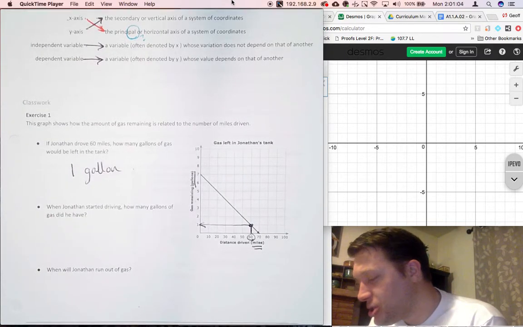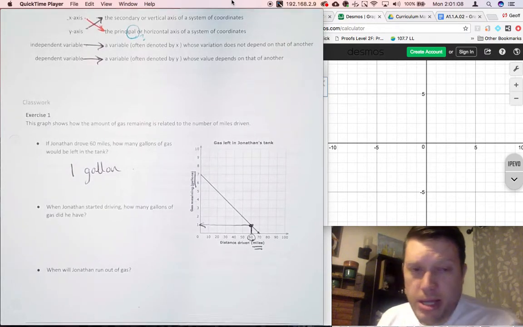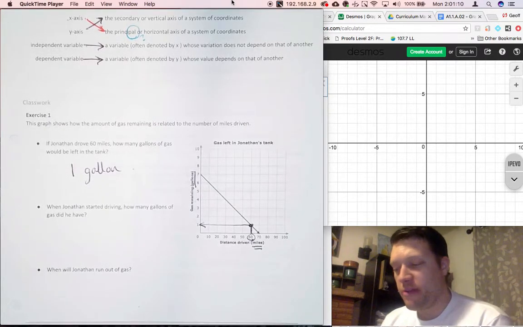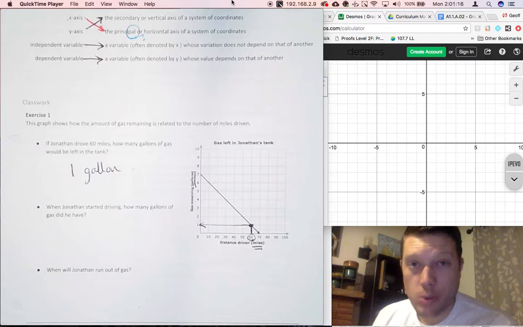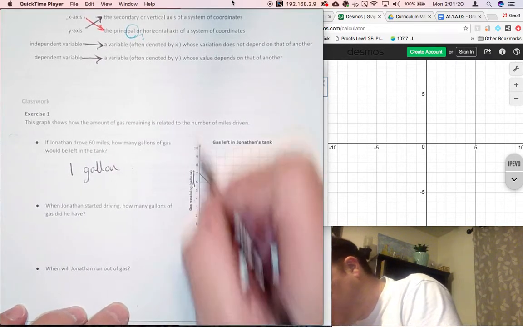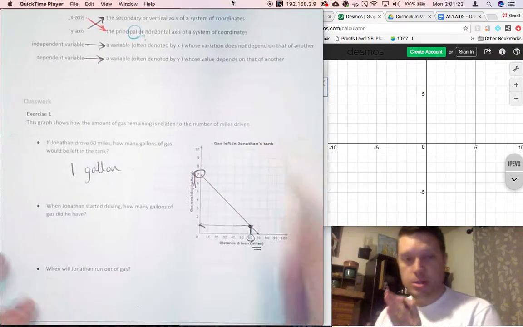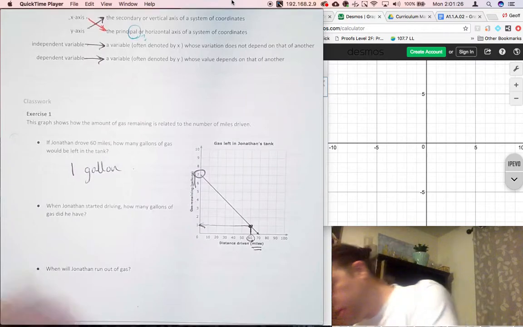When Jonathan started driving, how many gallons of gas did he have? The fact that we asked the question when Jonathan started driving is telling us to find a specific feature of the graph. Specifically, what's the y-intercept? And on the y-axis, the y-intercept is 7. So therefore, we'll interpret that 7 as he had 7 gallons of gas when he started.